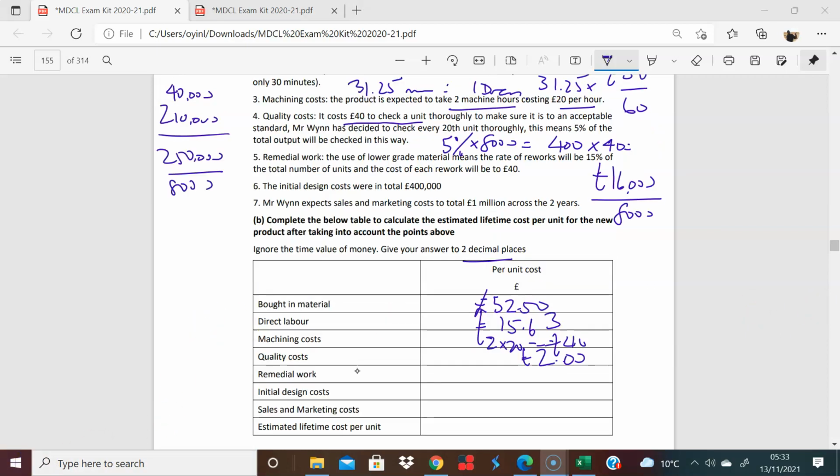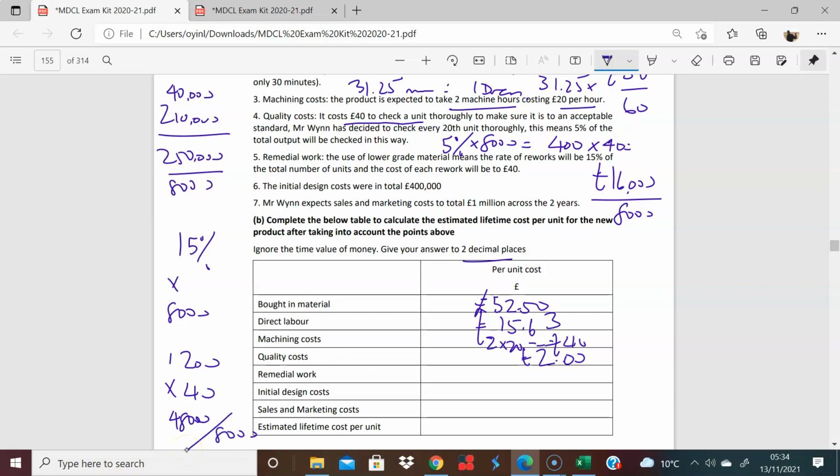Applying the same principle to remedial work here, it tells us the rate of reworks will be 15% of the total number of units. So 15% times 8,000, and that's 1,200. So we believe we will be doing 15% of total units. And then the cost of each rework will be £40. I'm going to multiply that by 40, and I'm going to get 48,000. And then I'm going to divide that by the 8,000 units because I'm trying to get this average cost. And so I have £6 here.